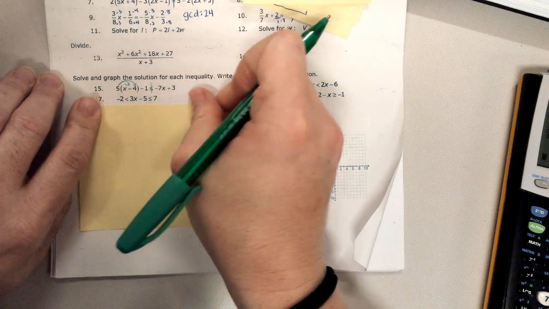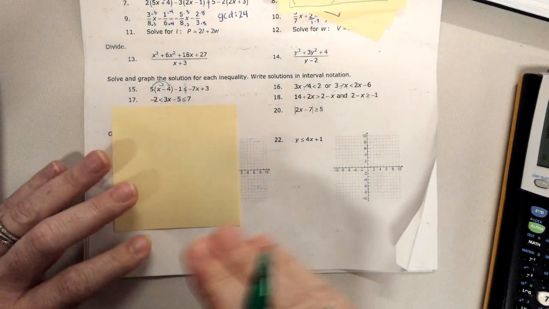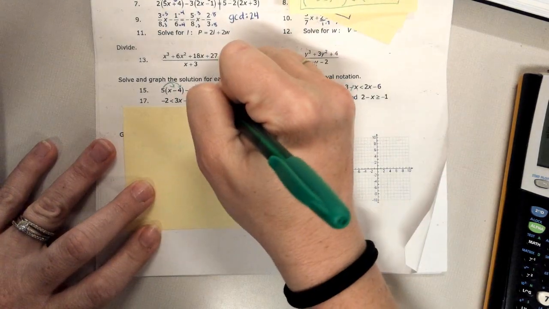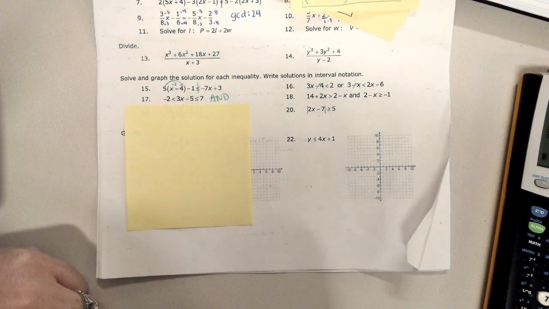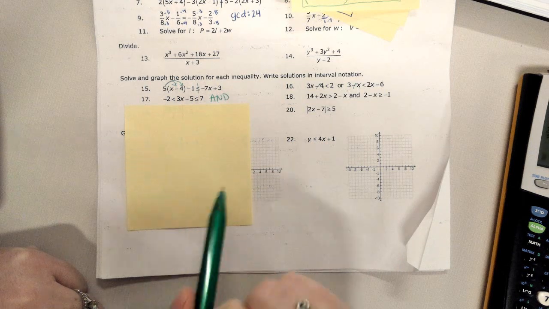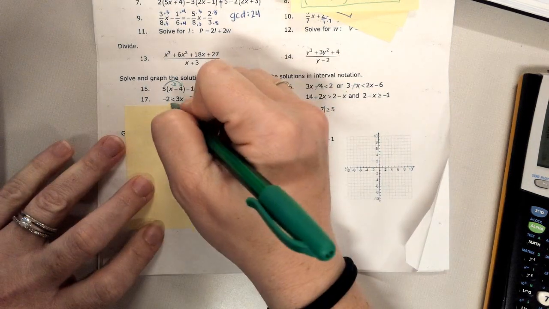Okay, this is an AND problem. We know that because it's all together. Anytime it's all together, it's going to be an AND problem. So AND is different. If I have to tell you to do both, you have to, so when I graph it, it has to satisfy both at the same time. So this one's a little weird.